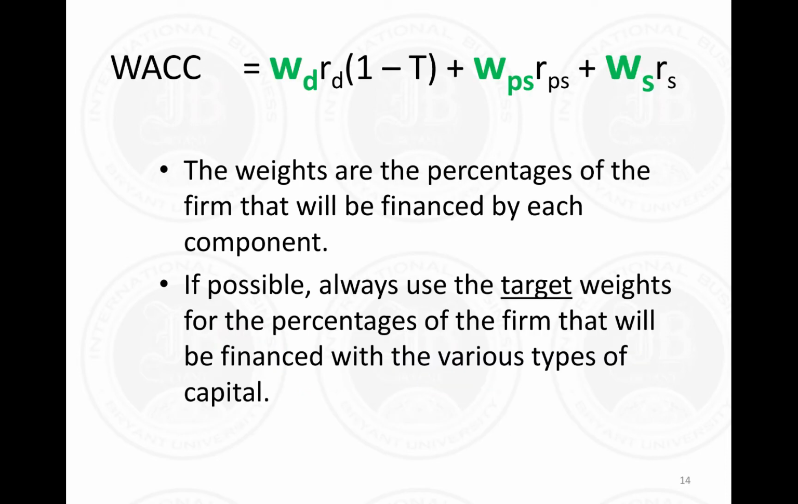What about the weights? Well, the weights are just the percentages of each of the components: how much debt, how much preferred, and how much equity as a part of the whole pie. If possible, always use the target weights, meaning the weights that we're going to have after the project, after the expansion, not the weights that we have right now. If we're borrowing a significant chunk of money, that means this is going to have an impact on the capital structure of the company.